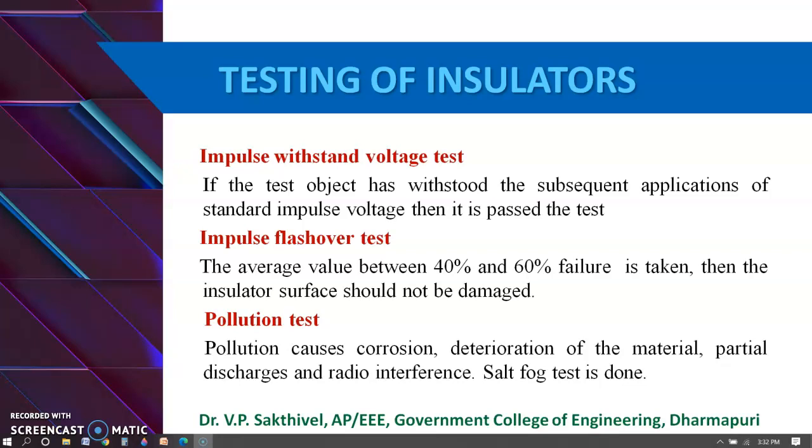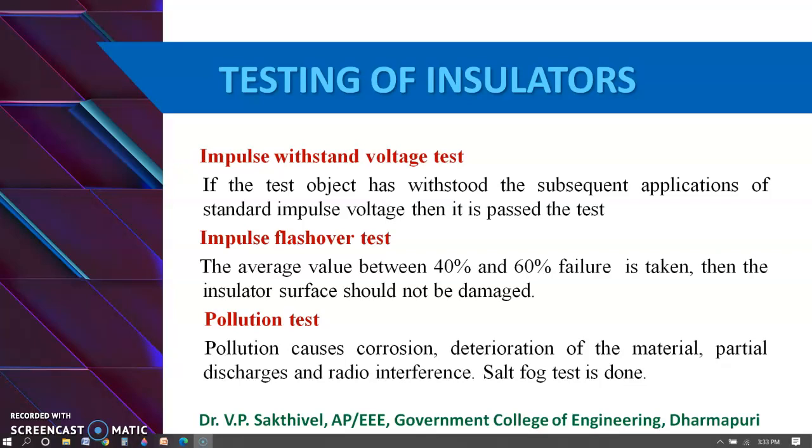In this case, if 5 consecutive waves do not cause any flashover, then the insulator is said to have passed the test. For example, if in two applications the flashover occurs, the object is said to have failed. If there is only one failure, then an additional 10 applications of voltage waves are conducted. If the test object has withstood the subsequent applications of standard impulse voltage, then it is said to have passed the test. And the second test is the impulse flashover test.